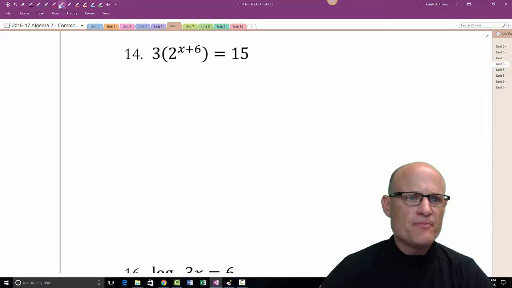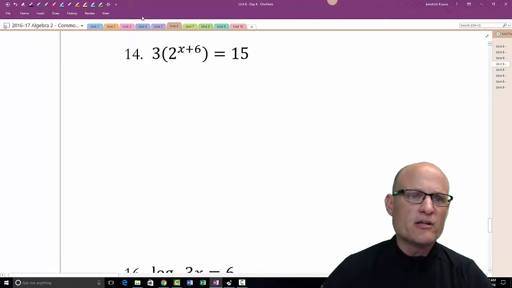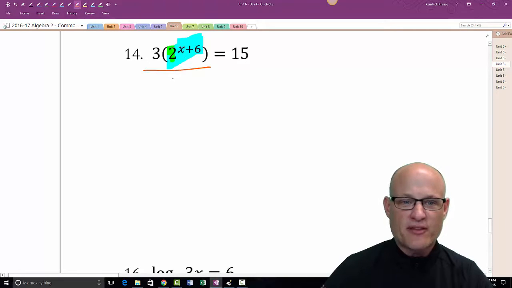So let me highlight it. This is the weird thing. And maybe it'll be more easily understood: this is my base, and this is my exponent. So this is the weird thing right here. I got to get that all by itself by getting rid of that 3. So I divide by 3. So I have 2 raised to the x plus 6 equals 5.